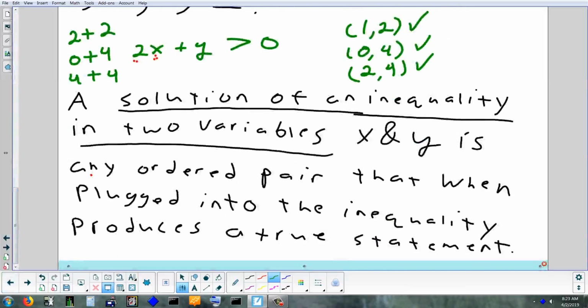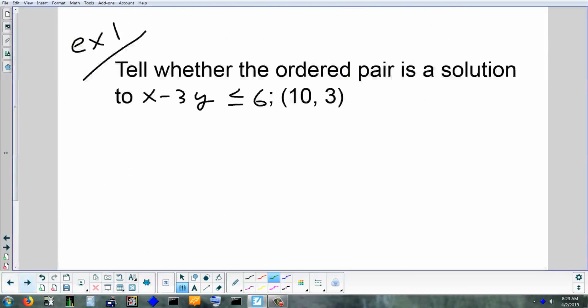So what we're going to do is give you some ordered pairs, and we're just going to ask you, if you plug them in, is it a solution or no? What it's going to look like is we give you the ordered pair. You can plug it in. If it works, great, it's a solution. If not, it's not a solution. So basically, it's like substitution.